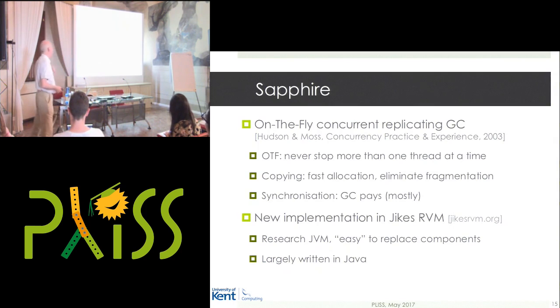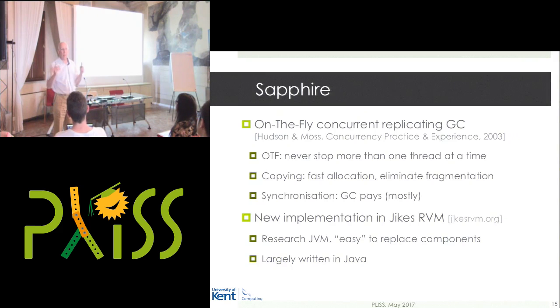And this defragments the heap. It uses copying. One of the advantages of having a defragmented heap is that allocation is very fast. Essentially, you just have a pointer to the next part of free space in the heap, and you just increment it by the size of the allocation you want to make. So it's very fast, and we eliminate fragmentation.